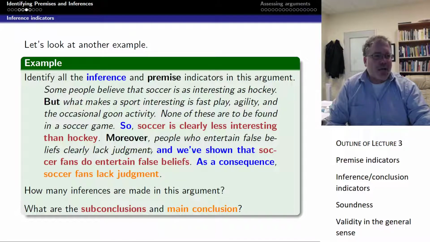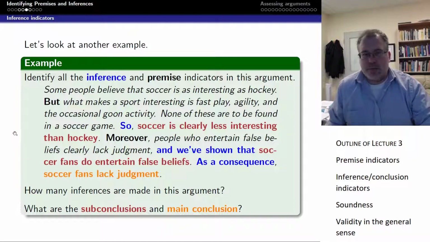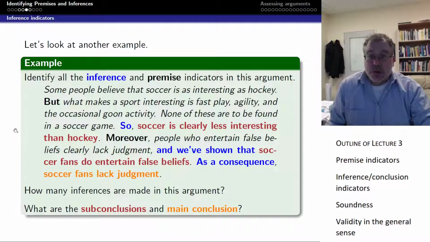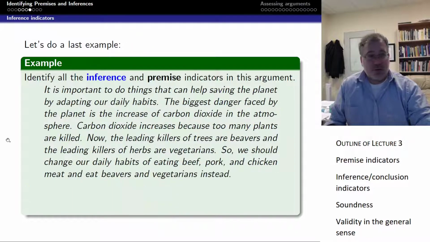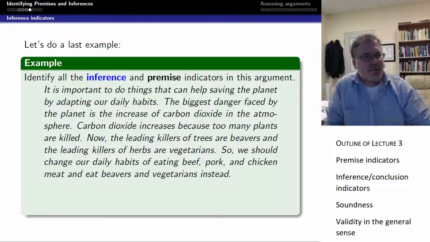Right? And then we have a second sub-conclusion here. Soccer is clearly less interesting than hockey. And this one is supported by the first three premises. So I hope that makes sense. You're going to be looking, by the way, at those examples again in the context of your tutorials next week.